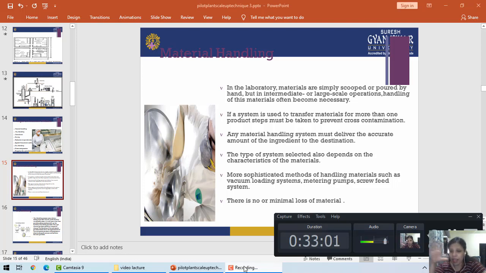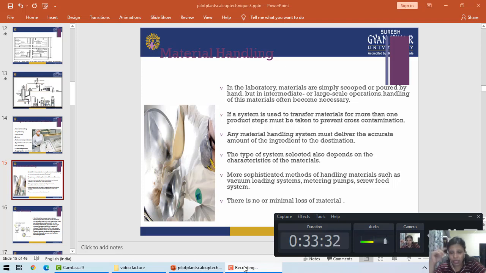Basically, the type of system selected also depends on the characteristics of the material. Which type of system you select, either a pouring system or another, all depends upon the type of material you are handling. If you are handling a liquid material, accordingly you can select the type of system. And if you go for solid material, you can go accordingly.